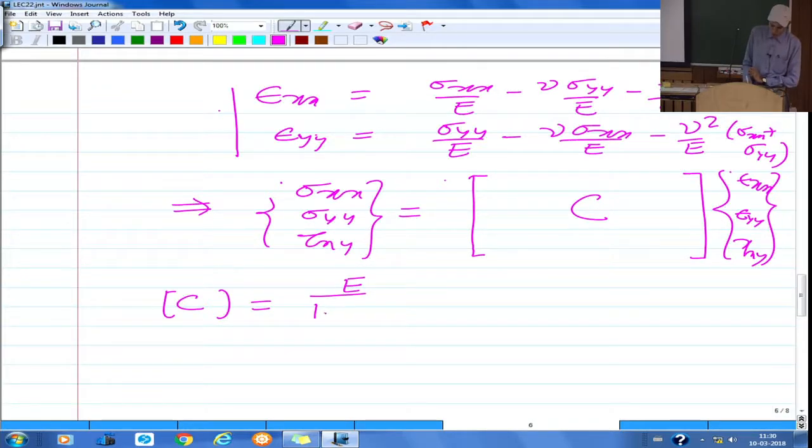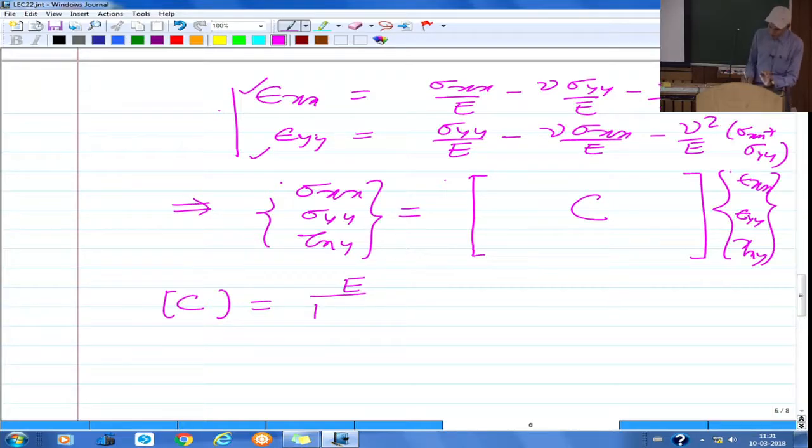E upon 1 minus 2... no, I think 1 minus nu and 1 minus 2 nu, 1 plus 2 nu, no. Just solve these two equations. Can you do that? Solve for sigma xx and sigma yy quickly. It's not a difficult thing, you just combine some of the terms.